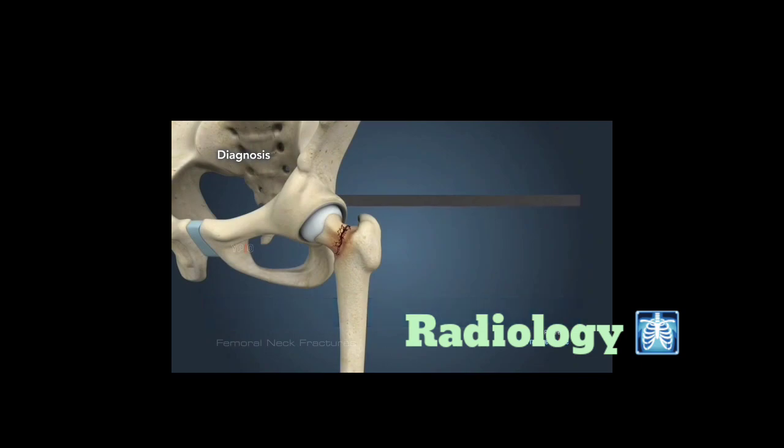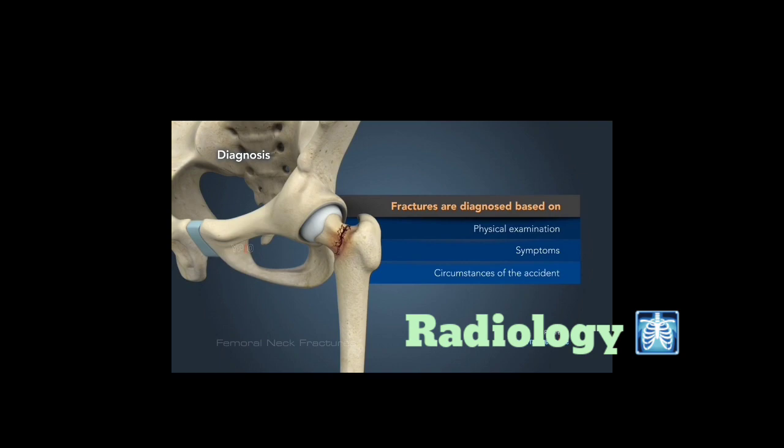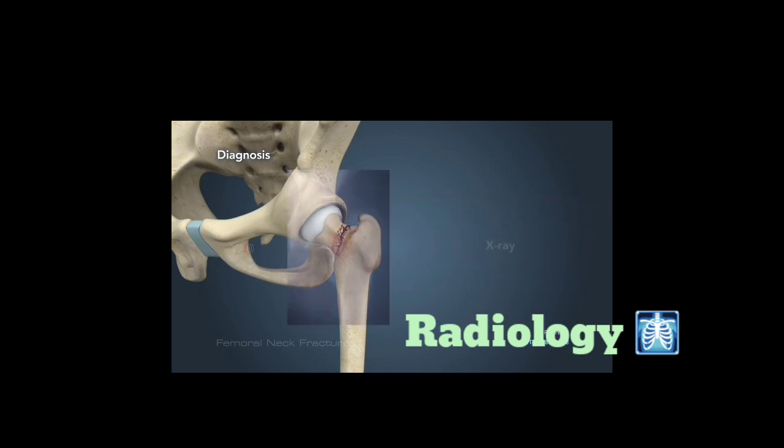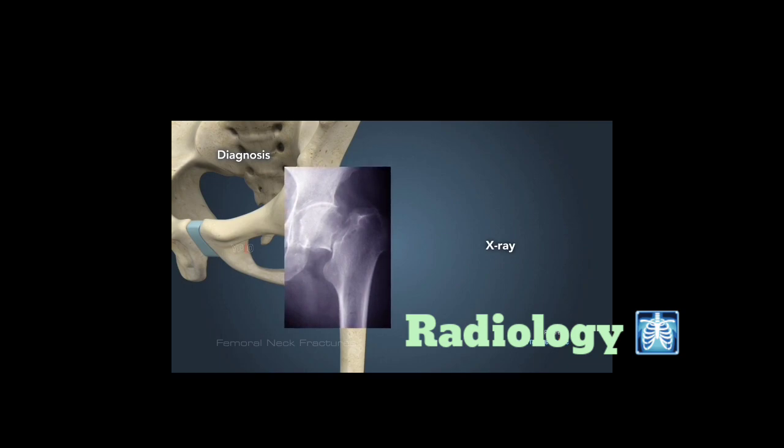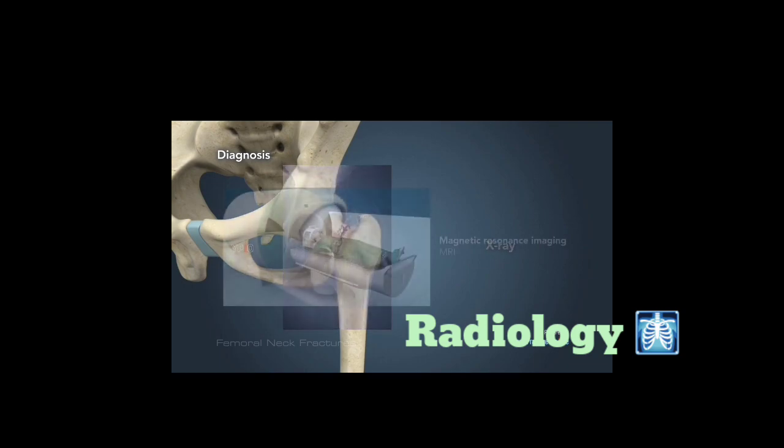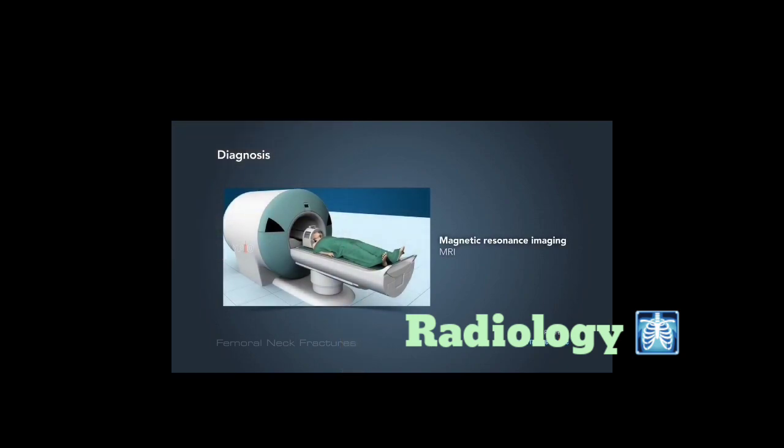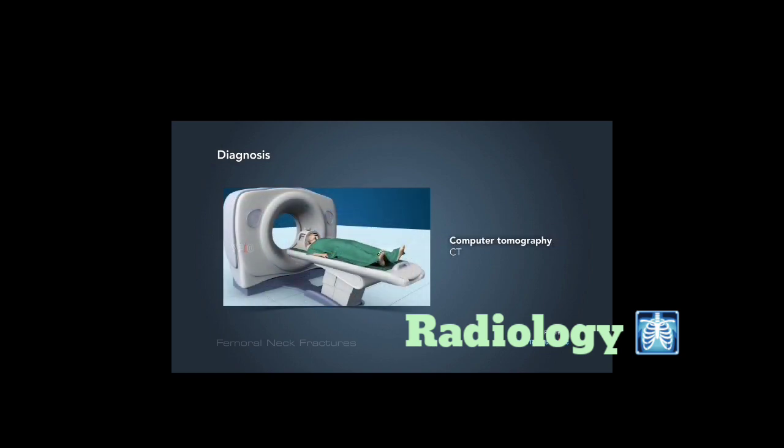Diagnosis. Femoral neck fractures are diagnosed based on physical examination, your symptoms and circumstances of the accident. Your doctor will order an X-ray to diagnose a femoral neck fracture. Your doctor may also perform other imaging tests, such as magnetic resonance imaging, MRI, and computed tomography, CT, scan, to obtain further information.